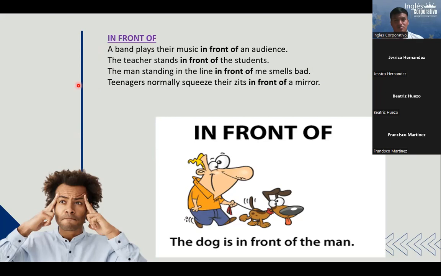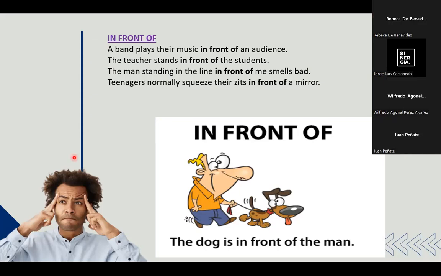A band plays their music in front of an audience. Thank you very much. Now, let me see. Rebecca de Benavides, number three. The man standing in the line in front of me. Okay, thank you. And Juan Pedro, now that you're here with us, help me with number four. No sé muy bien cómo se pronuncia esta palabra. Yeah, just try, solo trata. Teenagers normally squeeze their zits in front of a mirror. Okay. Thank you.